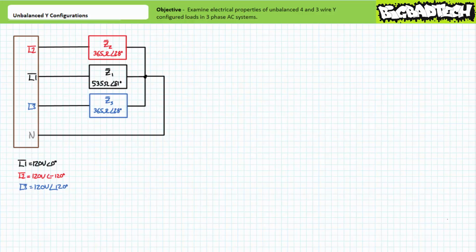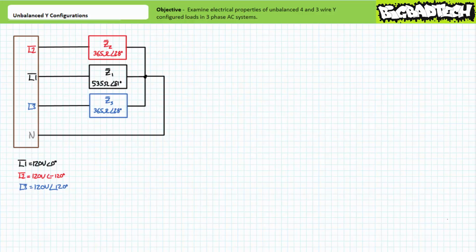An unbalanced load, as the name implies, is one in which the branch impedances comprising the Y configuration do not exhibit identical impedance magnitudes or angles. Let's take a look at an unbalanced 4-wire Y configuration first. Unbalanced 4-wire Y configurations necessitate only a minor modification of our earlier observations for balanced 4-wire Y configurations. Let's start with the basics.